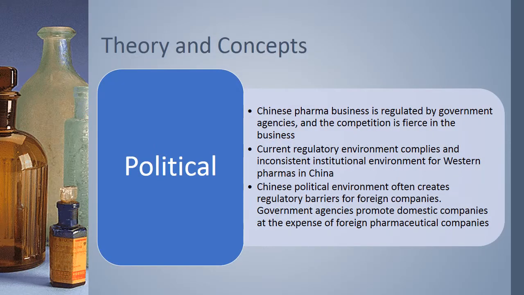Theory and concepts continue. Political. Chinese pharma business is regulated by government agencies and the competition is fierce in that business. Current regulatory environment implies an inconsistent institutional environment for Western pharmas in China. Chinese political environment often creates regulatory barriers for foreign companies. Government agencies promote domestic companies at the expense of foreign pharmaceutical companies.